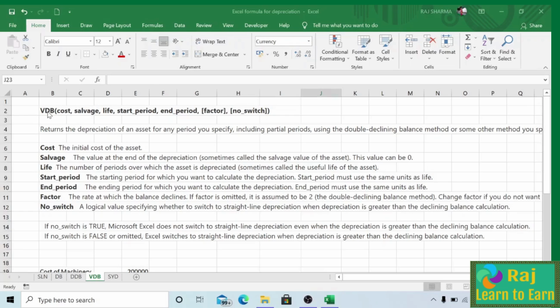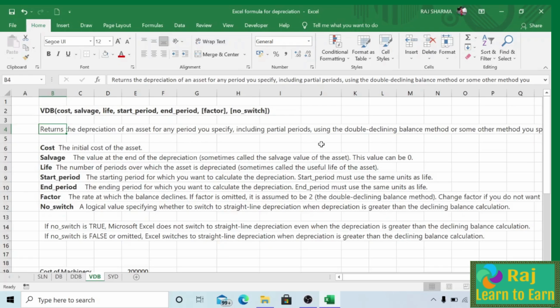This is VDB, and the variables used in this formula are cost, salvage value, life, start period, end period, and then the two optional variables, factor and no switch. So we will discuss it. This formula returns the depreciation of an asset for any period you specify. So by using this formula, I can work out the depreciation in between, let us say, third year to fifth year, second year to eighth year, like that. I can work it out.